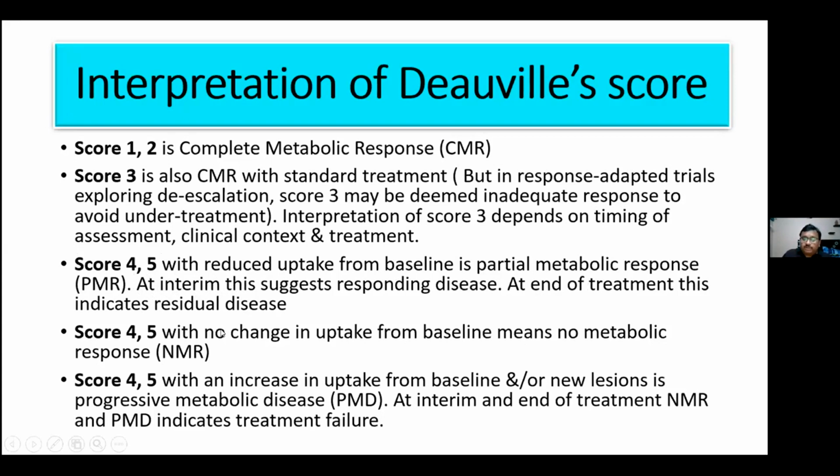Score 4 or 5 with no change of uptake from the baseline means no metabolic response, or what we say as stable disease. NMR is not commonly used in our country. We say stable disease. Score 4 or 5 with an increased uptake from baseline or new lesions, a new node or new lesion coming, is suggestive of progressive metabolic disease, PMD. At interim or end of treatment, basically either it is NMR or it is PMD. They indicate a treatment failure for chemotherapy.